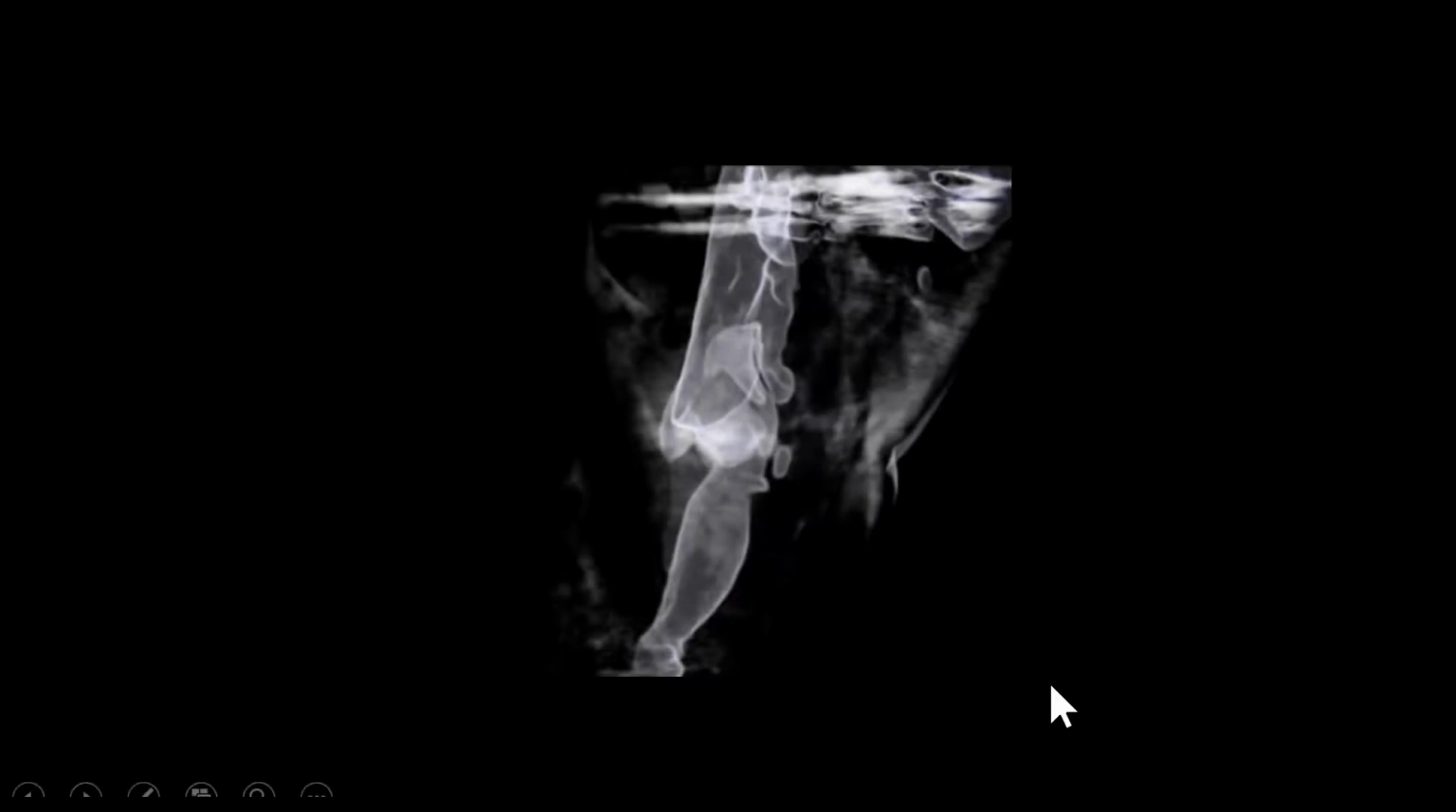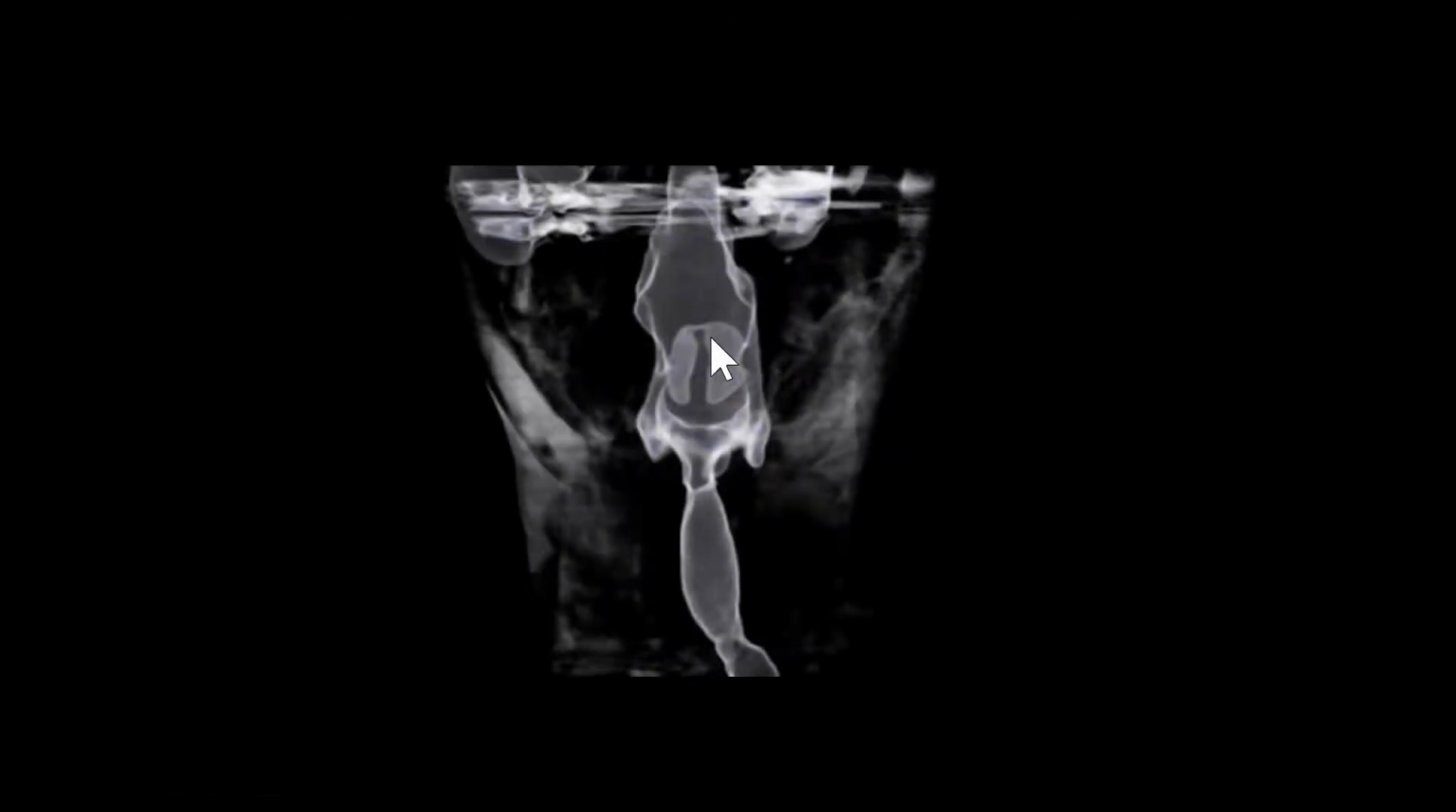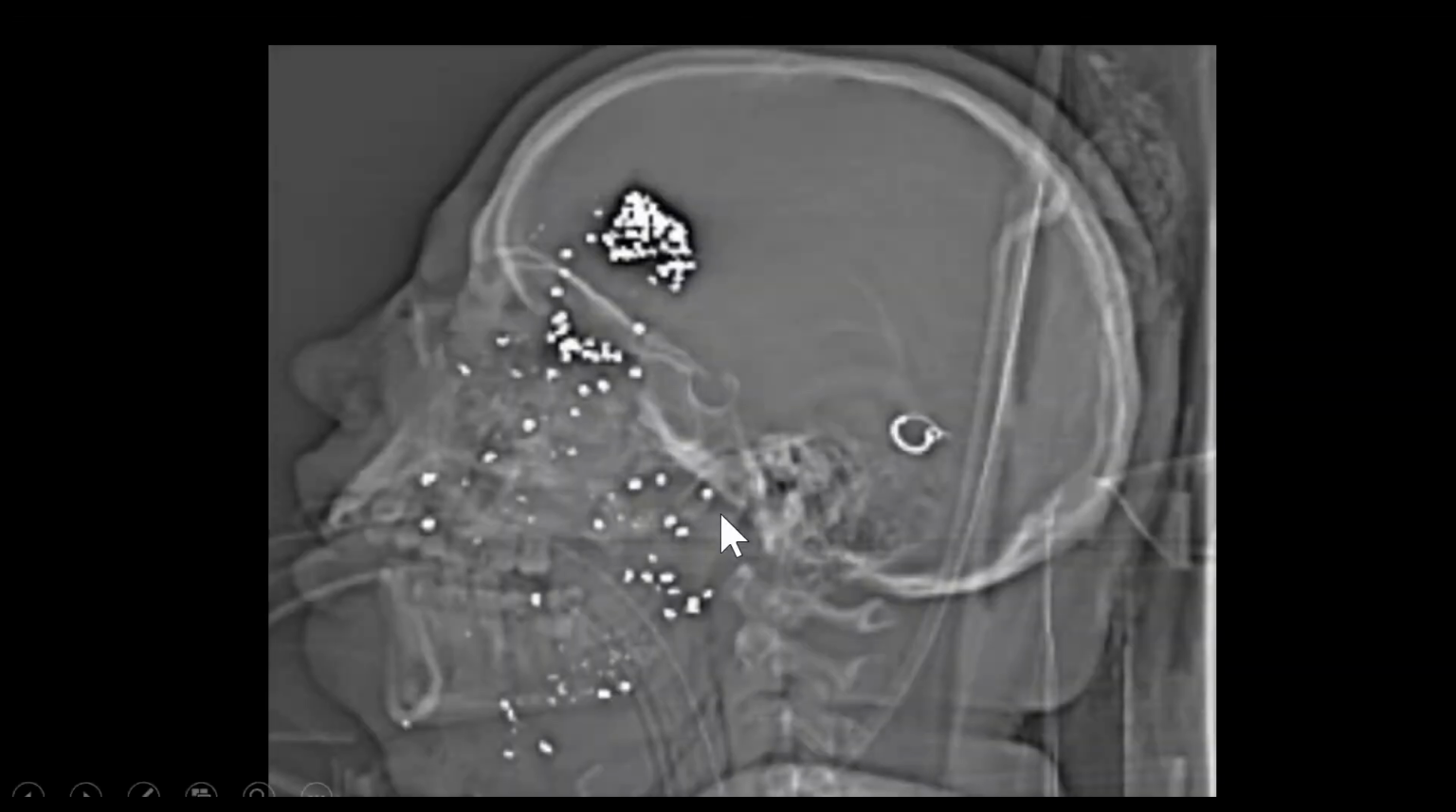Or you can take away all the soft tissues and the bones and just show the airway. So here we see the upper digestive tract. Here's the epiglottis, the piriform sinuses going down to the trachea.